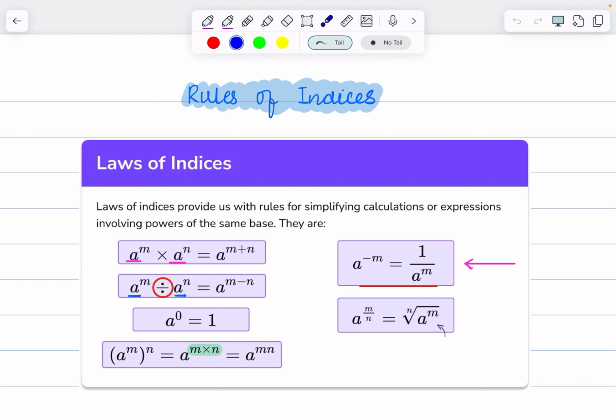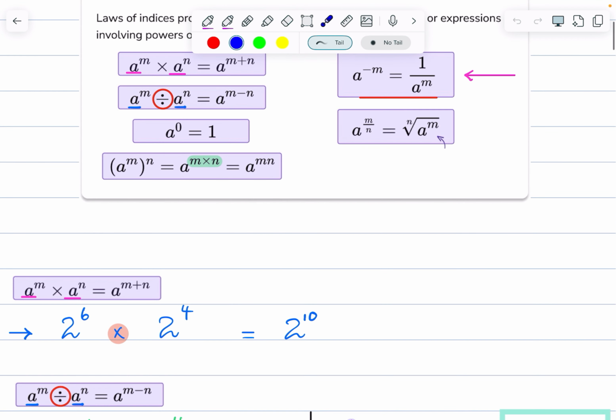To start off with the very first law, and another thing to mention, that laws of indices, laws of powers are applicable to both algebra and numbers. ठीक है, they work on algebra as well and they work on numbers as well, and in your exam they're tested for both as well.